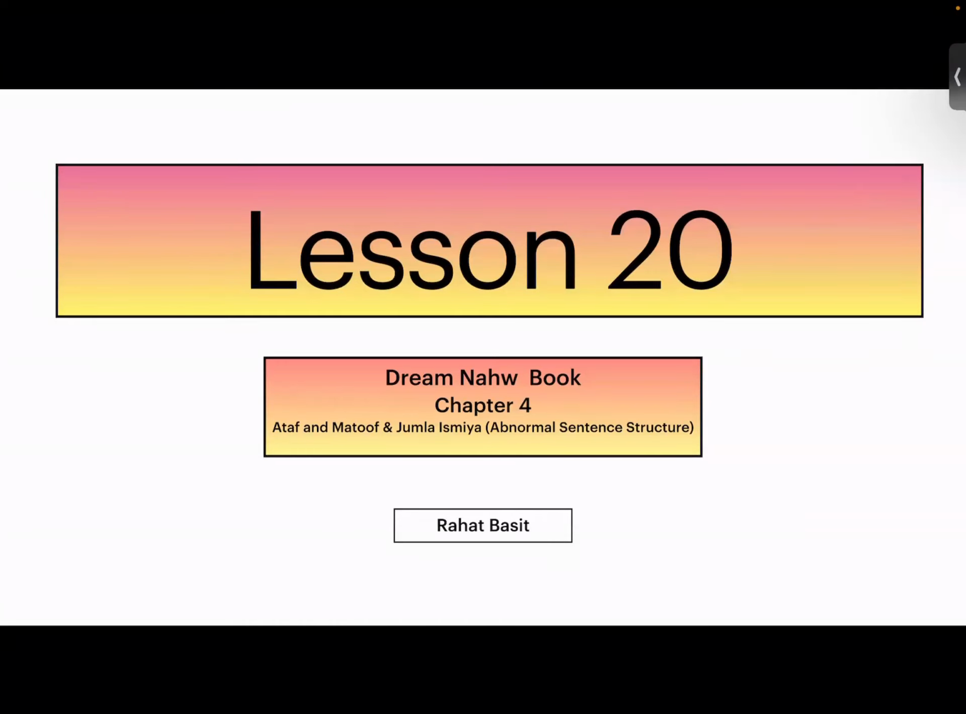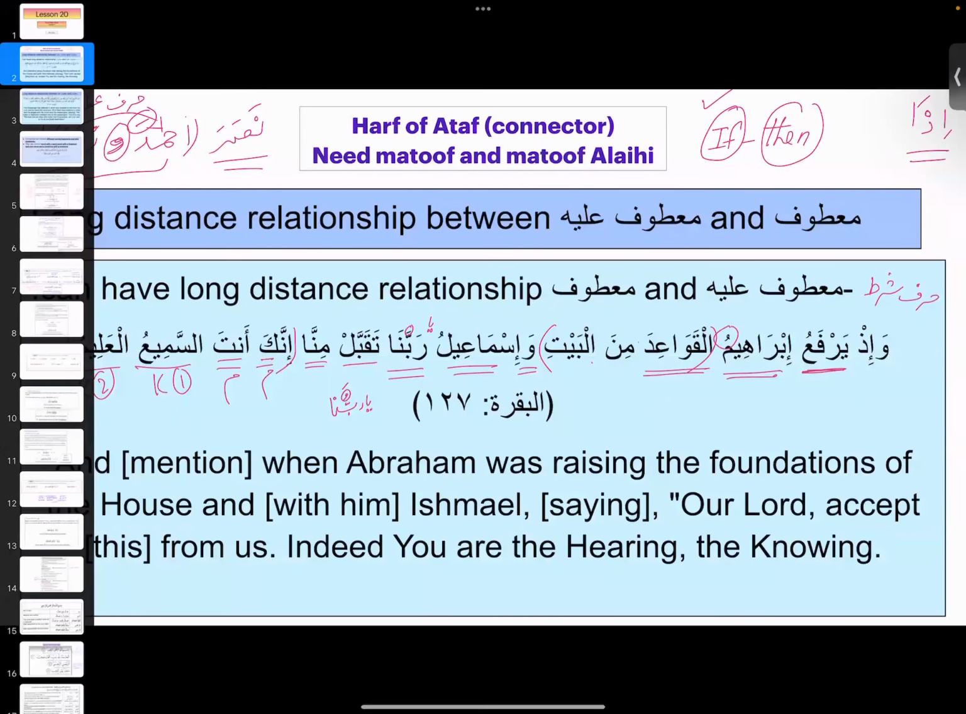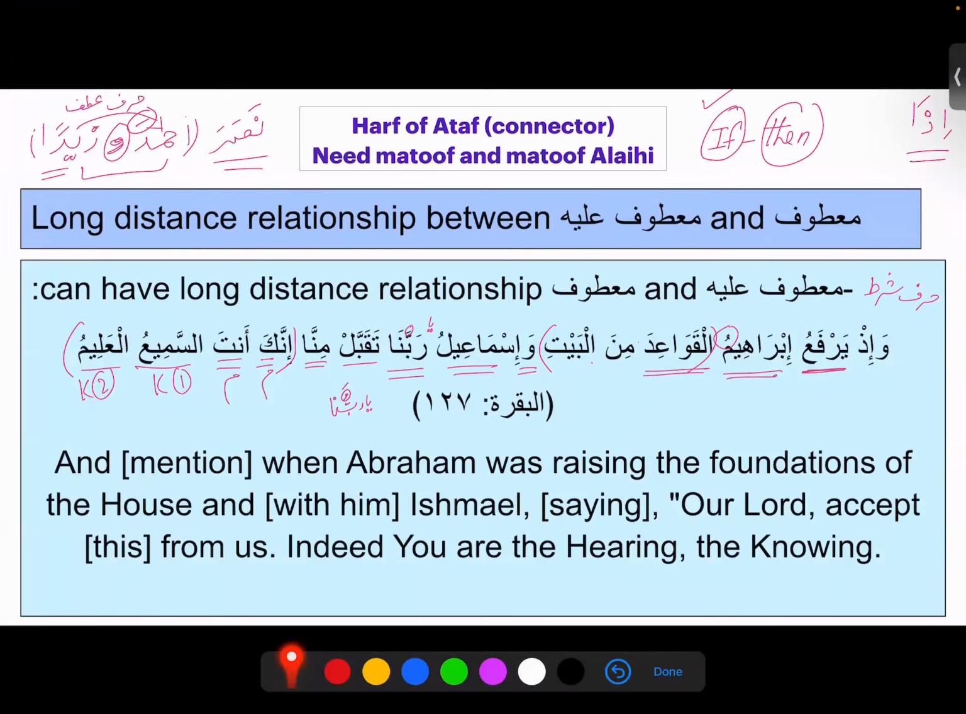So lesson number 20, we are going to continue. And one thing from last class, I want to correct myself if I said something wrong, because someone mentioned it, and that was about harfu ataf. Harfu ataf is a connector, and we can also count it as a fragment as well. How is it a fragment?